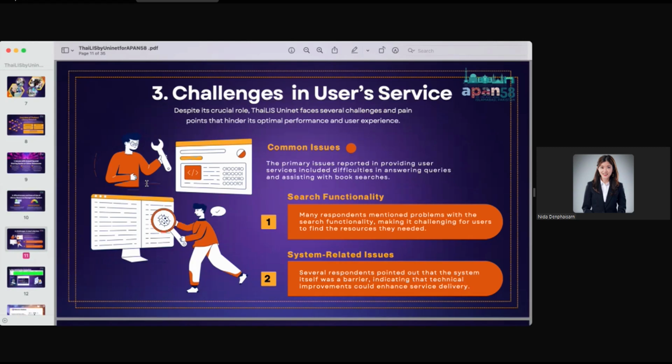Next one is the challenges in user service. The primary issues reported in providing user service include difficulties in answering and assisting with book search. And the other is the pain points about search functionality and system-related issues.